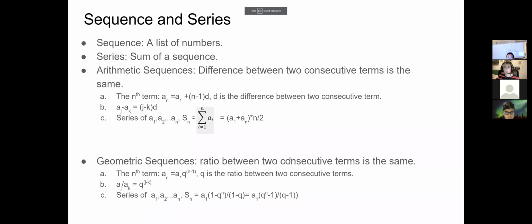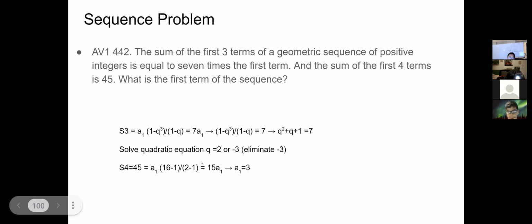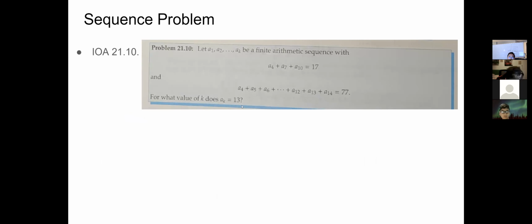They're all equivalent because I just multiply by minus 1 on both numerator and denominator. This form is more friendly if q is a big number greater than 1, and the other is more friendly for fractions and things like that. Spend some time to memorize them, and let's do one problem here. Let's spend 2 minutes on this one, and then we'll go to the AMC. We still have some time.